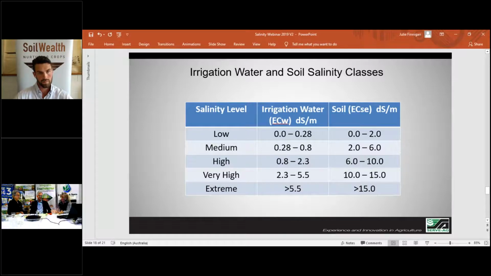Taking me back a number of years, for every megalitre of water applied per hectare at 1 decisiemen per metre, we're looking at about 600 kilos of salt applied. That gives you an understanding of where we sit with these classes and how much salt we're potentially applying to our soils, and therefore the real importance of drainage and understanding our soils.